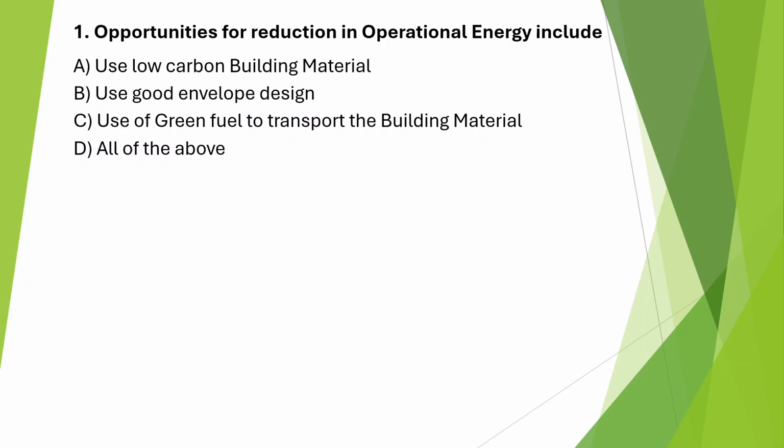But since it is asking only about operational energy, option A is talking about building materials, and option C talks about ores, extraction, transport. These don't come under operational energy. So only option B is the most appropriate answer. Operational energy is consumed in the building during the use phase, and the building envelope directly reduces the HVAC load by minimizing heat loss and air leakages. Low carbon materials or green fuels reduce the embodied energy, not operational. Hence, only option B is the correct answer.